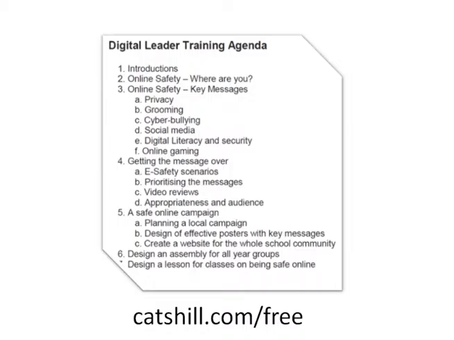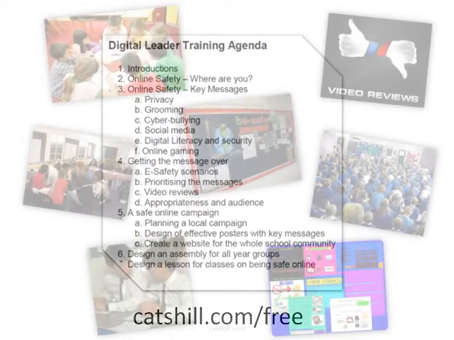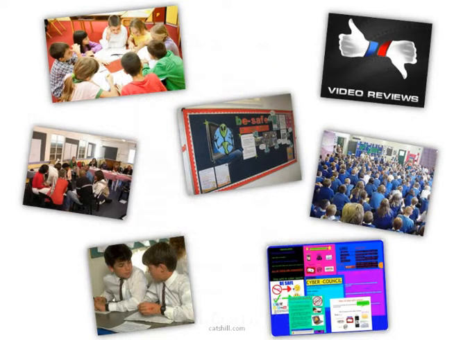Once you've set up your digital leaders as a group, what sort of things can they do? I think the most important thing for them is to get involved in the planning of their own agenda, because if they take ownership of it, they'll be far more effective in what they do. So some examples. To start with, they could introduce themselves in an assembly and then visit classrooms and talk to classes about the online safety agenda.